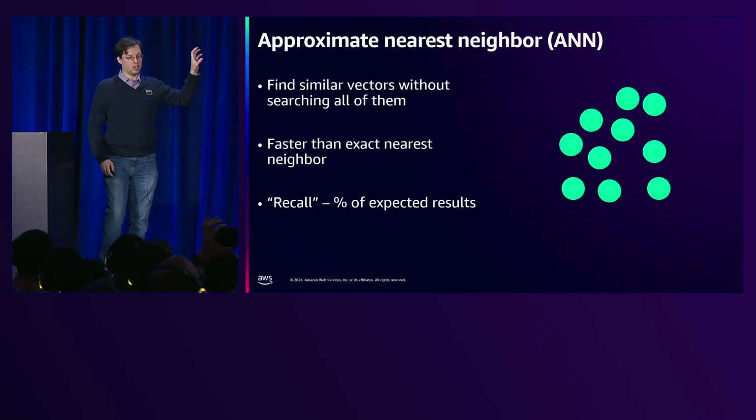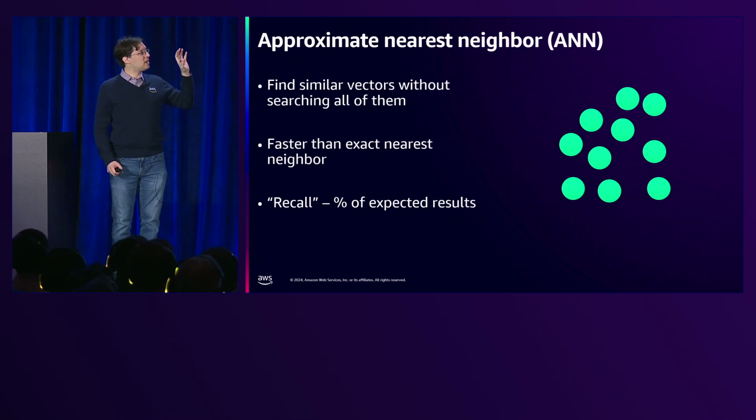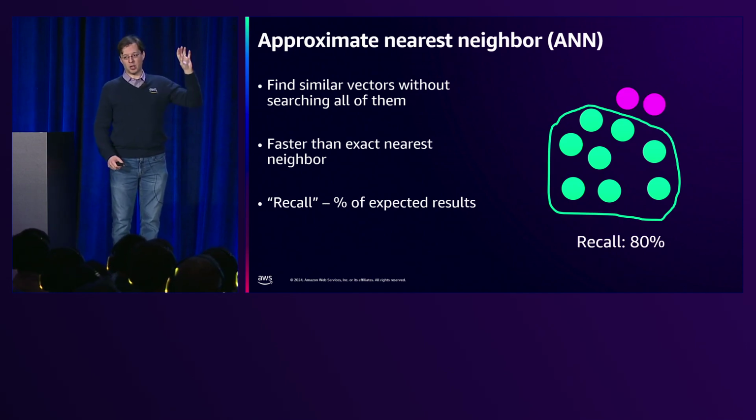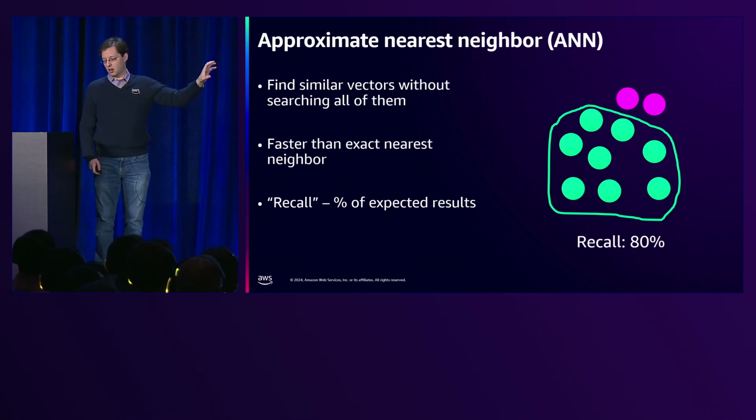And recall is the percentage of expected results. So what does that mean? If I do an exact nearest neighbor search, meaning I take my query vector and compare it to every vector in the data set, I would expect it to return these 10 vectors. But my approximate nearest neighbor search might not do that. It might only return 8 of the expected 10. So that gives us an 80% recall.